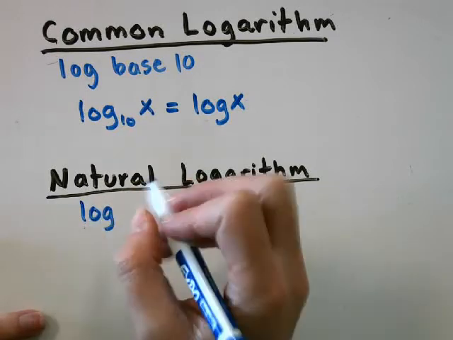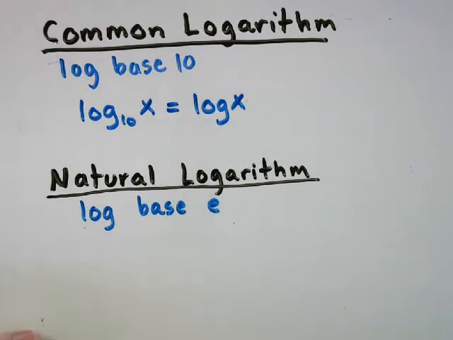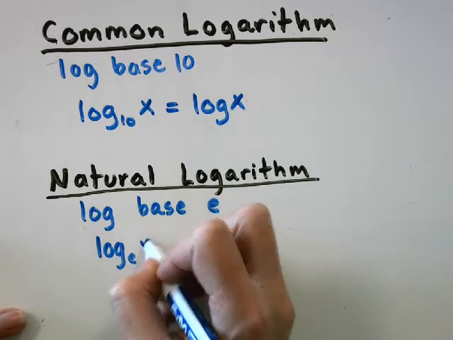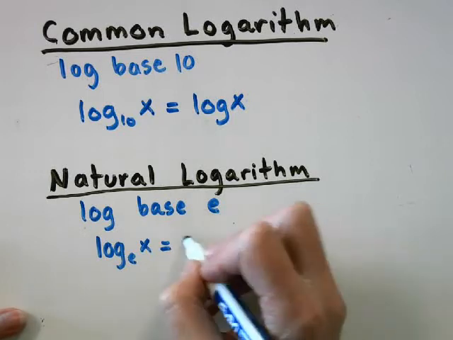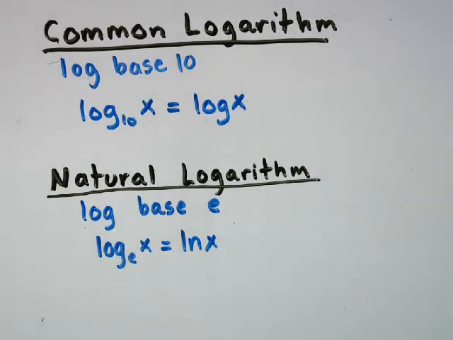Natural logarithms are a log with a base of e. So log base e of x, the notation is going to be ln x. So we have natural logarithms and we have common logarithms.